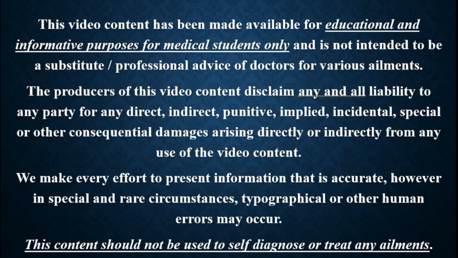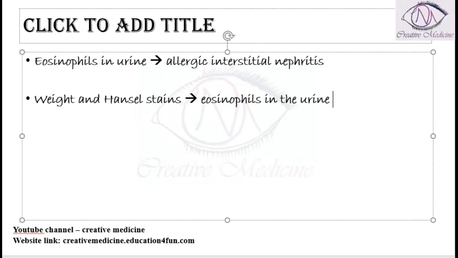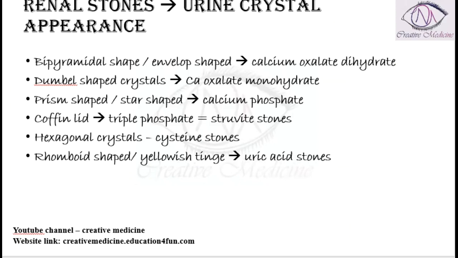In this lecture, we will learn about renal stones. Renal stones are crystals in the urine. Urinary crystals: you can do microscopy for examination of urinary crystals. If the crystals are bipyramidal shaped or envelope shaped, then it can be due to calcium oxalate dihydrate.